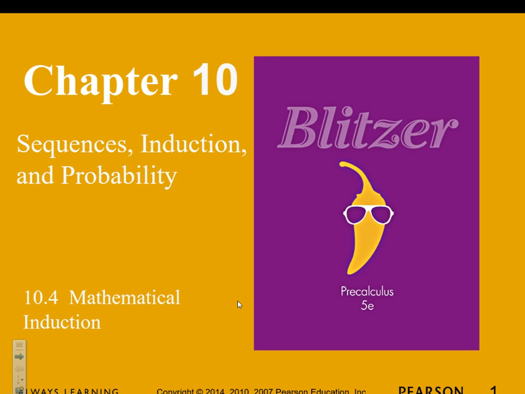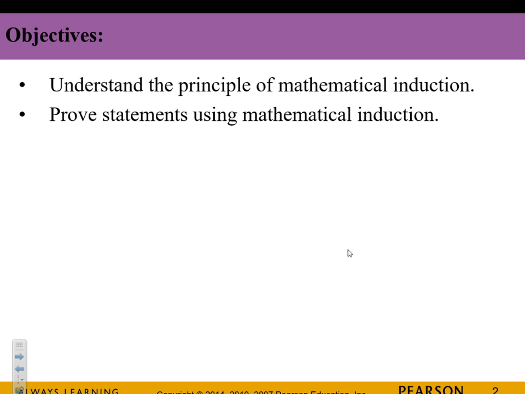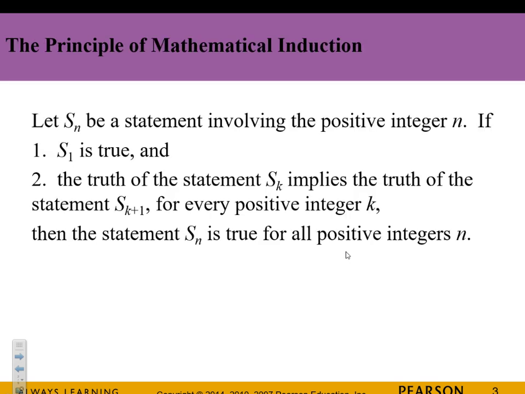Okay? So, objectives for the first part of this class: to understand the principles of mathematical induction and prove statements using mathematical induction. Let S sub n be a statement involving the positive integer n. If S sub 1 is true, and the truth of the statement S sub k implies the truth of the statement S sub k plus 1 for every positive integer k, then the statement S sub n is true for all positive integers n. That's your rule.